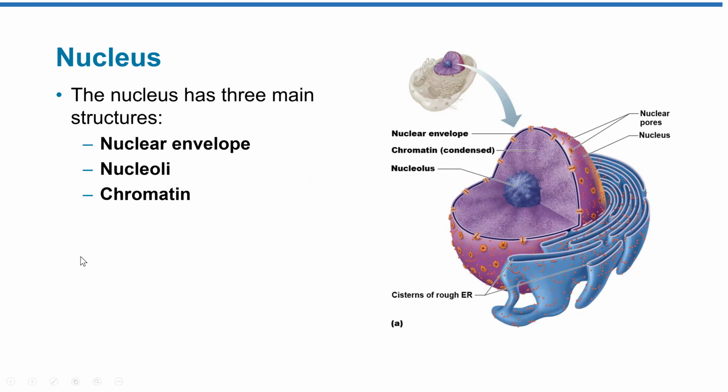The nucleus has three main structures: nuclear envelope, that is the double membrane covering nucleus, nuclear membrane or nuclear envelope, nucleoli, so that's a nucleolus. Now, nucleolus is singular, nucleoli are plural. So some cells have several nucleoli and some have one nucleolus, and chromatin, and chromatin is the DNA.